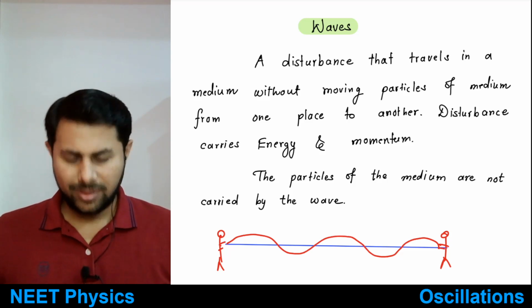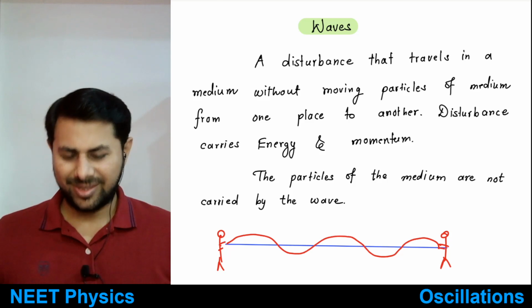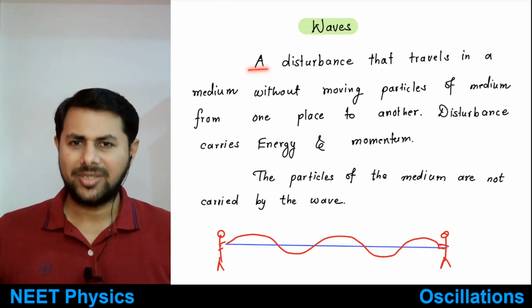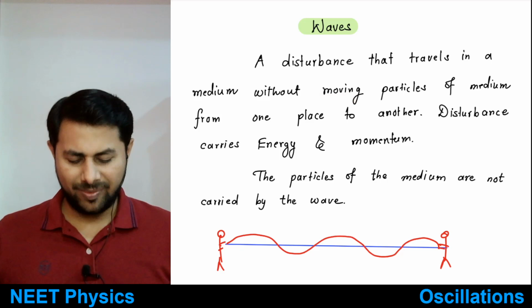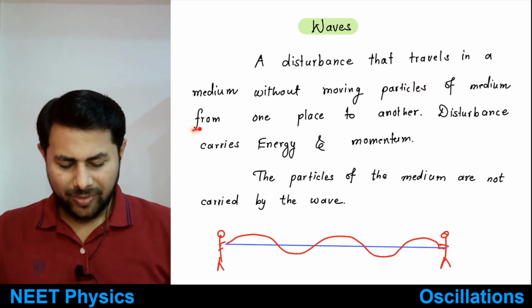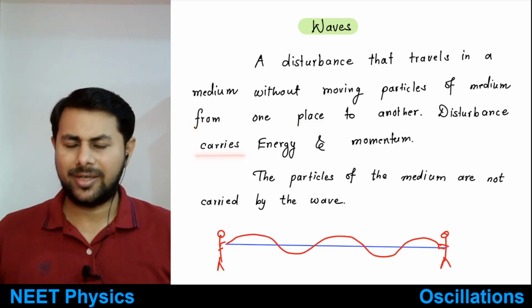All right. So now let us begin with the last chapter of 11th, that is waves. So what is a wave? It's a disturbance that travels in a medium without moving particles of the medium from one place to another, and the disturbance carries energy and momentum. So what is this wave?